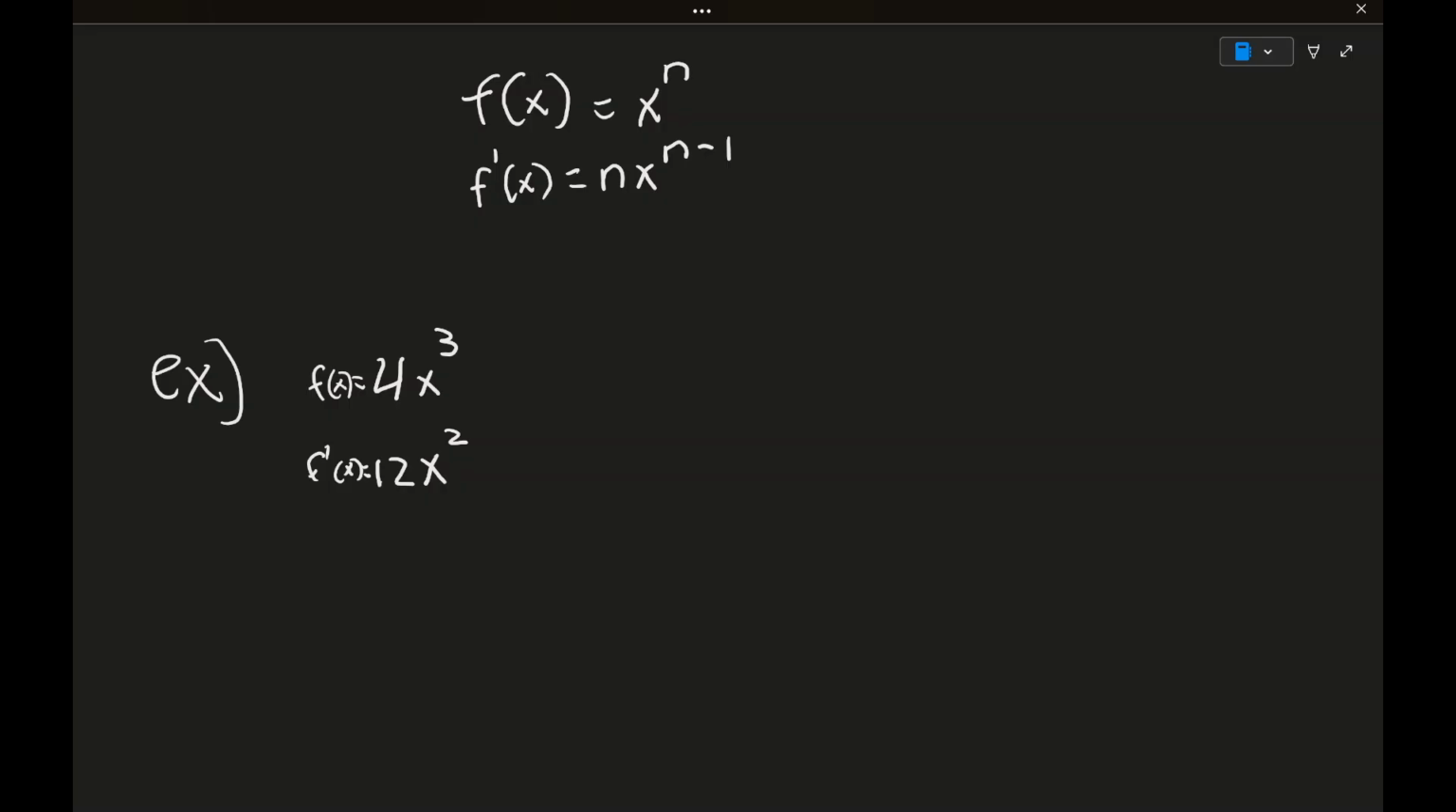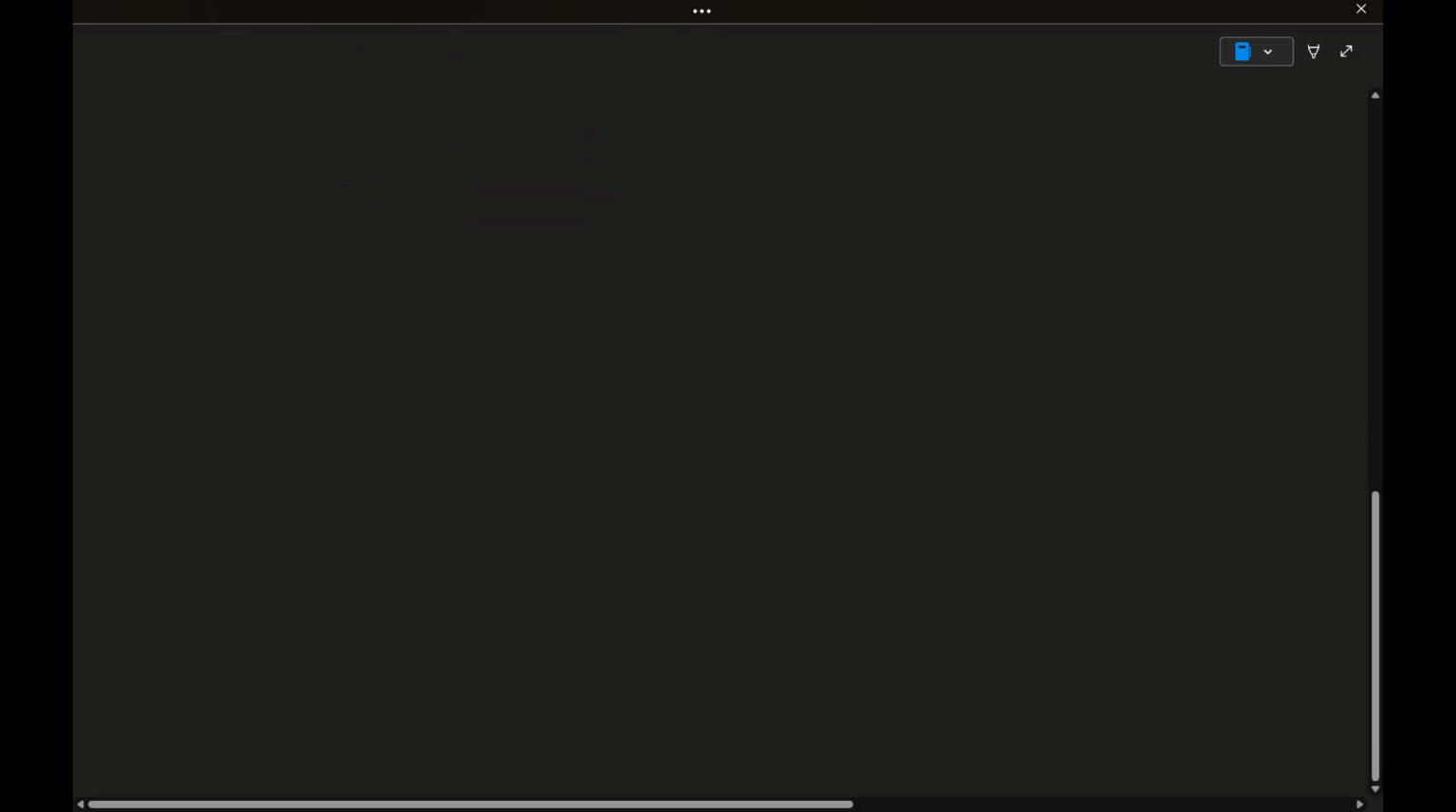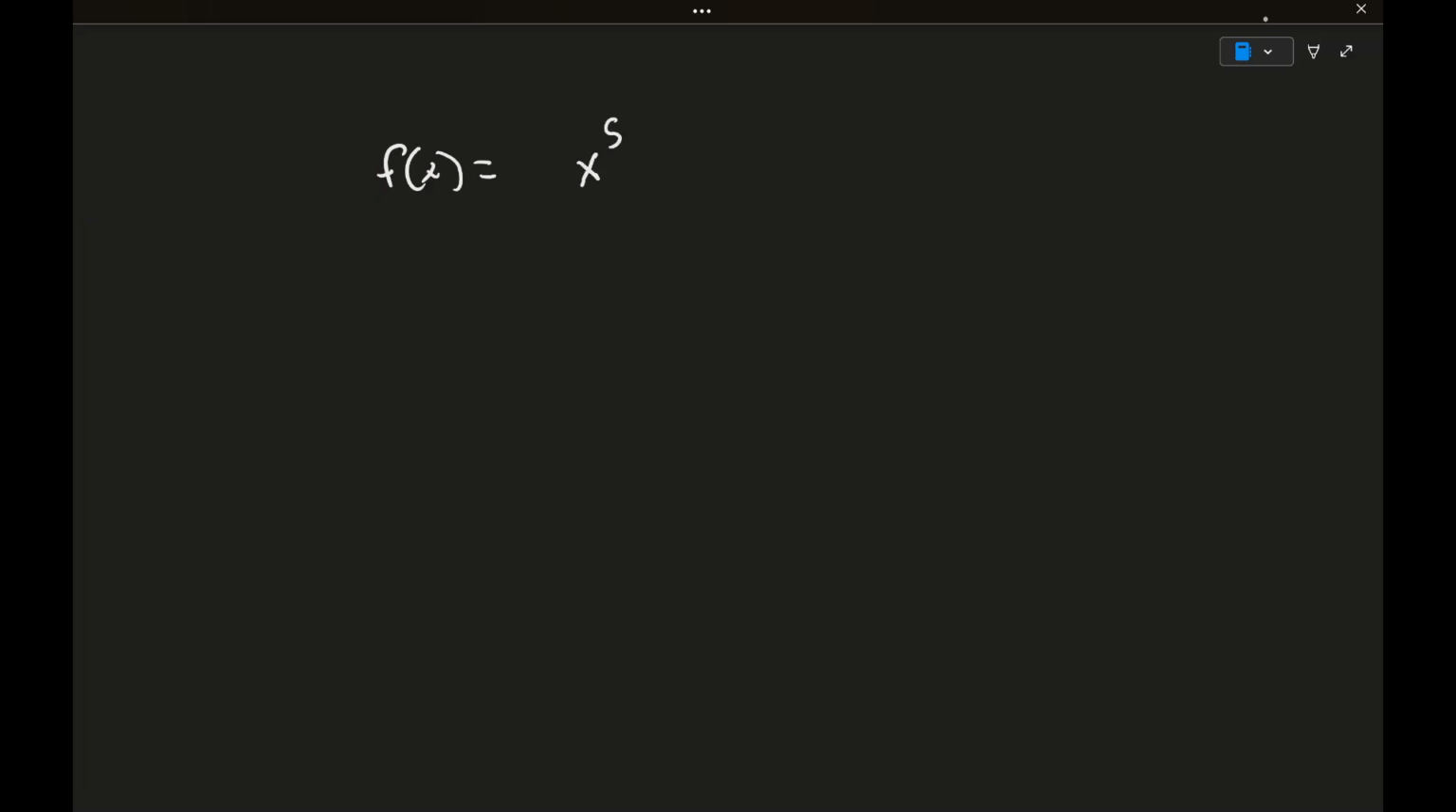And let me draw this out. 3, swing it down to the front. 3 times 4 times x to the 3 minus 1. 12x squared. That's how you do it. It's really simple. If you have something like x to the 5th, it's just 5x to the 4. It's really easy to get used to and get the hang of, and it's awesome.